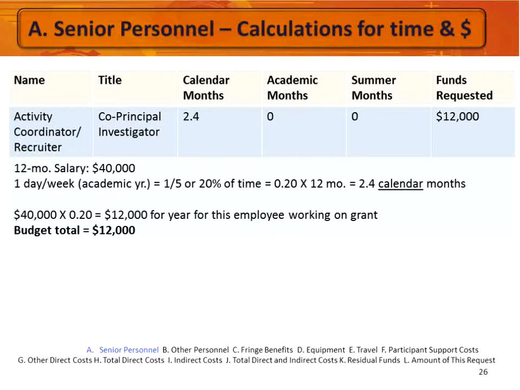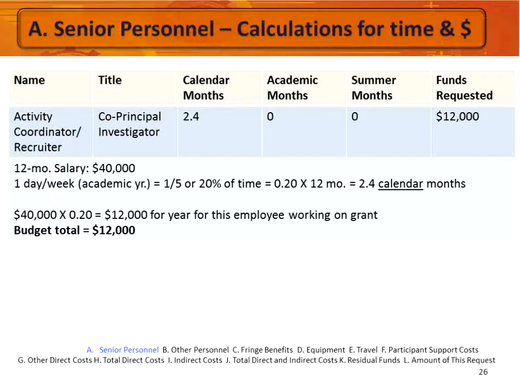Here is one more example. In this particular case, we are looking at an individual who is not a faculty member and who works on a 12-month contract at the college. The person's 12-month salary is $40,000 in this example, and you need to divide that to get a monthly amount. The person's time commitment to the project will be the equivalent of 1 day per 5-day week year-round, or 20%.